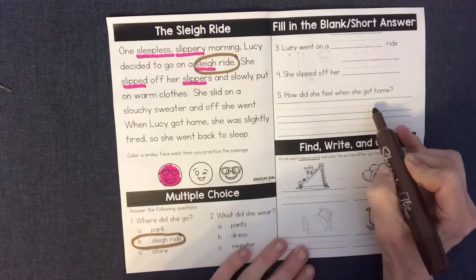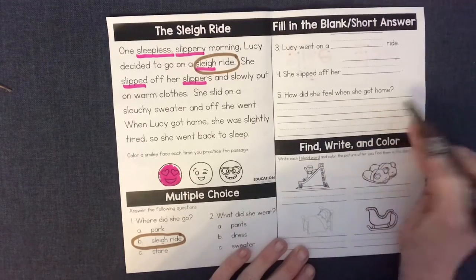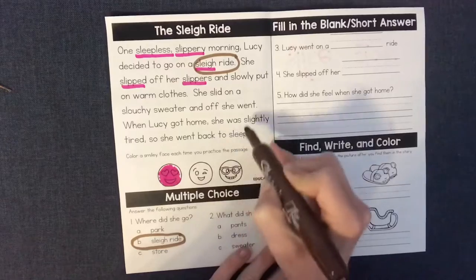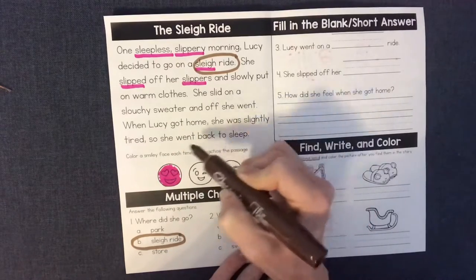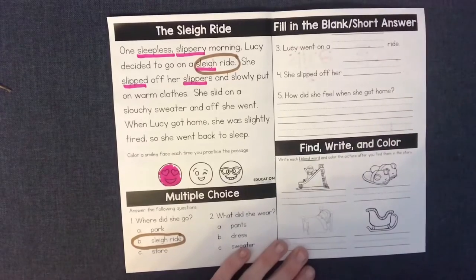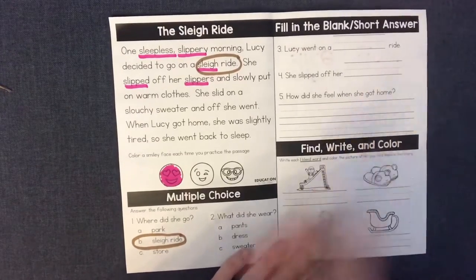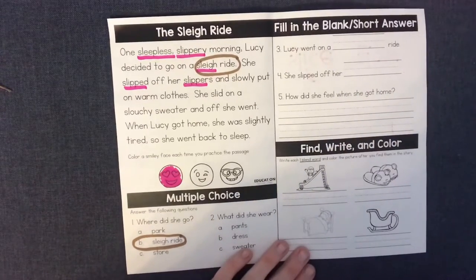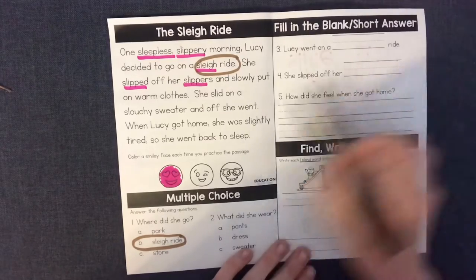What do I need to do, class? I need to go back to the text, read it, circle the answer, and then write it down. Okay, boys and girls, that's what you're doing today. And I know you're going to do a great job. You did a fantastic job last week on this kind of section.